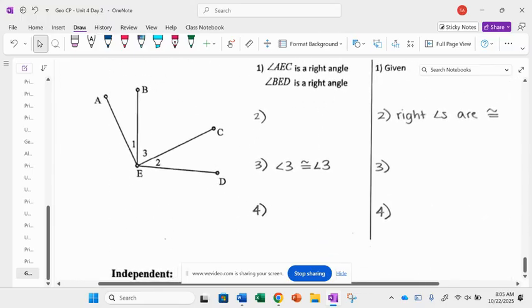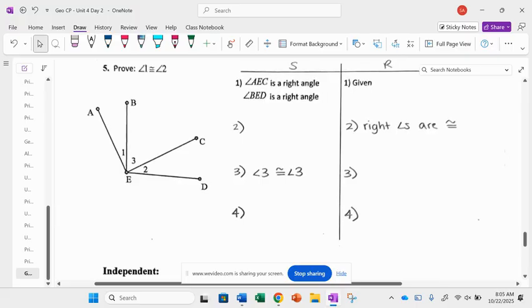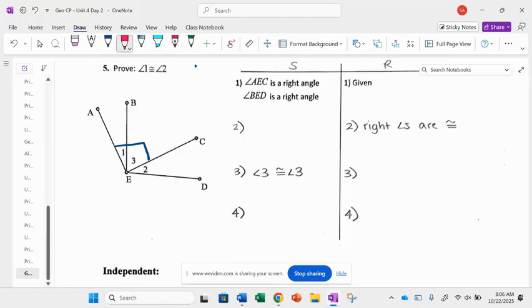One more together, then two on your own, and we're done. So here we have that angle AEC is a right angle. So we have to mark that angle AEC is a right angle. Marked it. But then it also says that angle BED is a right angle. I mark that.